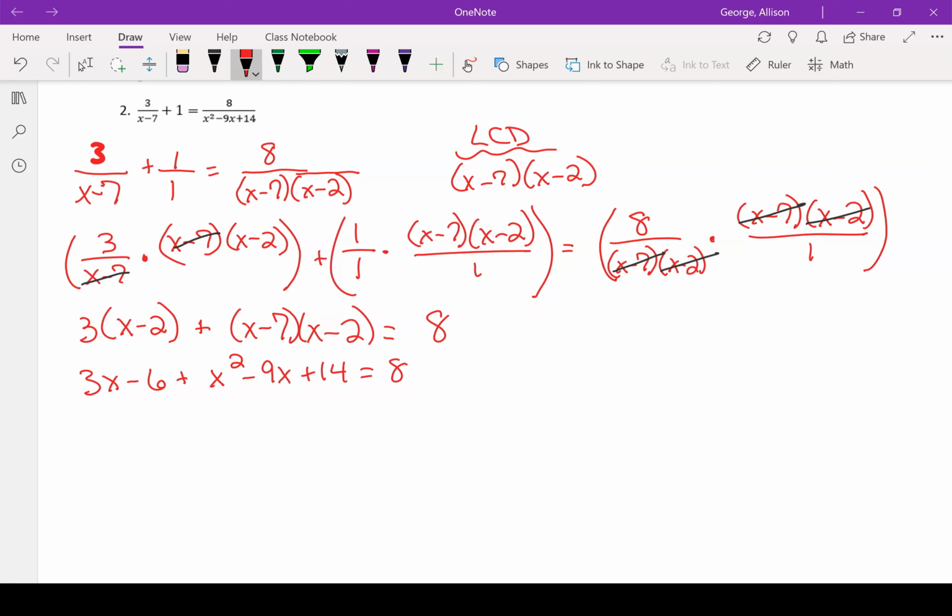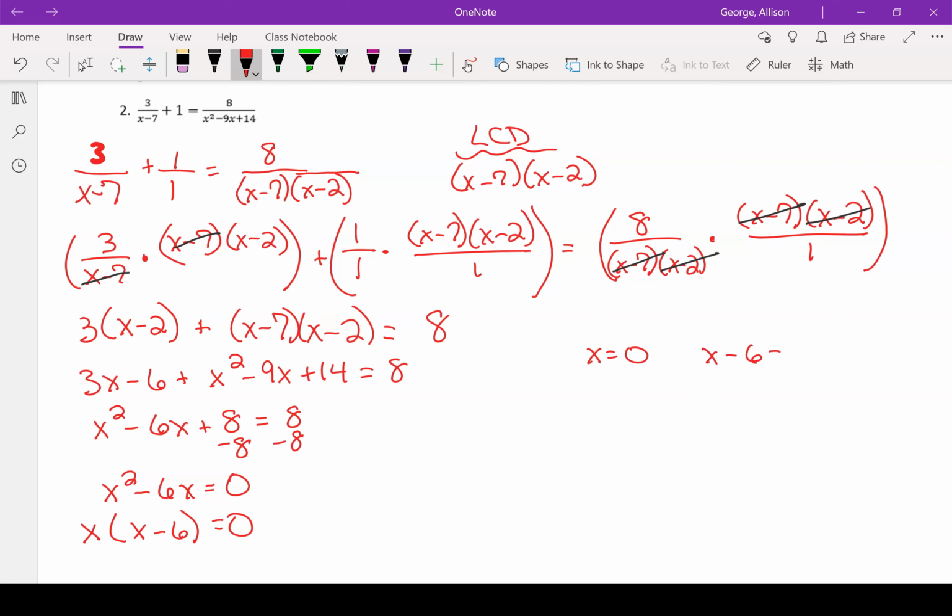We've got a quadratic, so we know we need to get everything together on one side. So x squared minus 6x plus 8 equals 8. I'm going to subtract 8 from both sides, and that ends up making our life a lot easier because now we can just factor using GCF. So they both have an x in common. Alright, so we're going to have x equals 0 and x minus 6 equals 0. There's nothing I can do with x equals 0. We're good there. This one I'm going to add 6 to both sides.